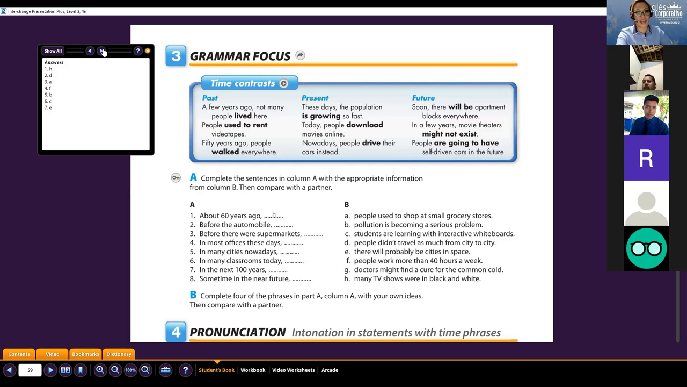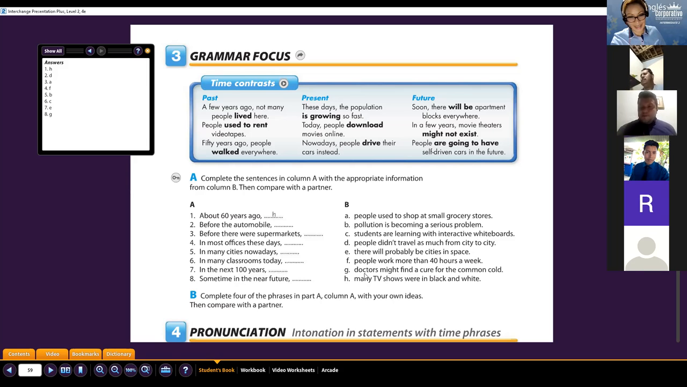And the last one, number eight, volunteer. Okay. Me? Okay, thank you. And the number eight, sometime in the near future, I choose, I don't know, am I wrong? Letter B, pollution is becoming a serious problem. That was already used. Maybe. Letter G was the one that was left. So yes, letter G. Doctors might find a cure for the common cold.